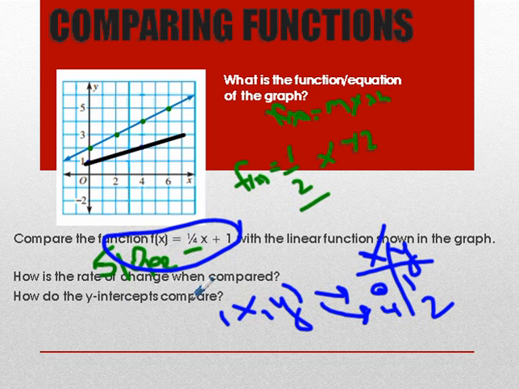How do the y-intercepts compare? Well, this is shifted by 1 unit. This line starts at +1, and this one starts at +2. So they've shifted by 1 unit.